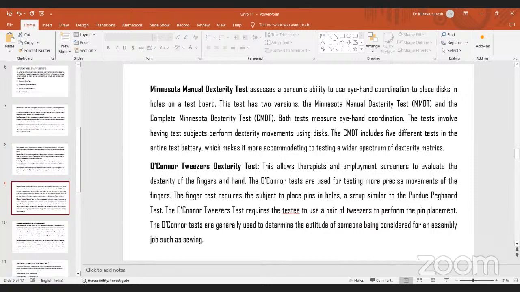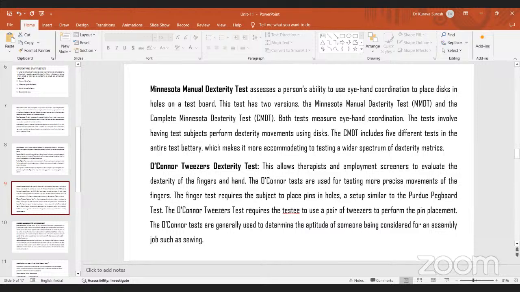Minnesota manipulative dexterity test. This assesses a person's ability to use eye-hand coordination to place discs and poles on the test board. This test has two versions: the manual dexterity test and the complete Minnesota dexterity test. Both tests measure eye-hand coordination.